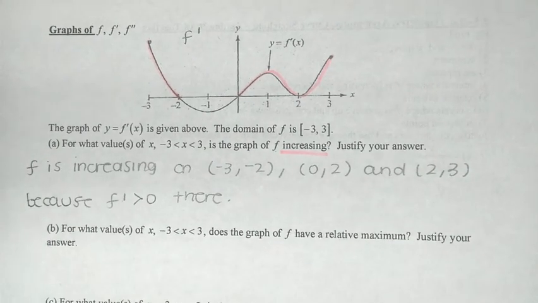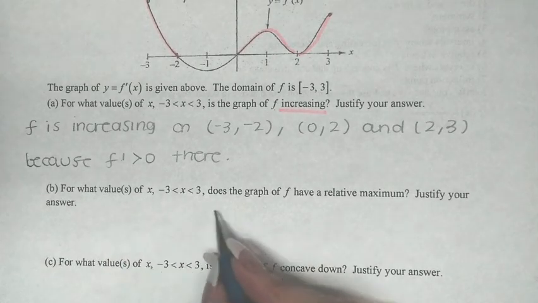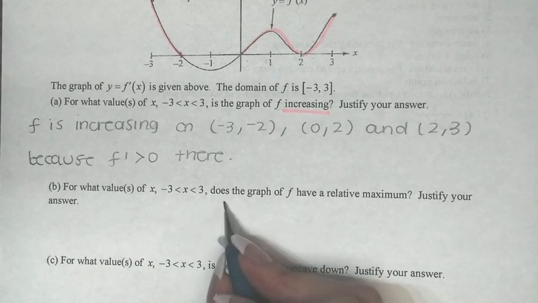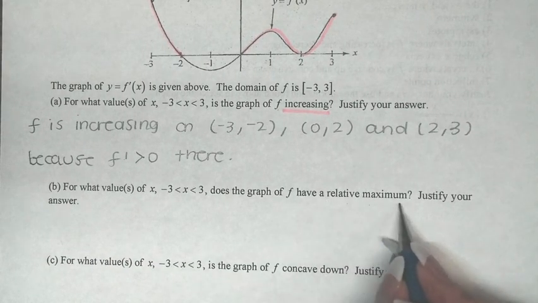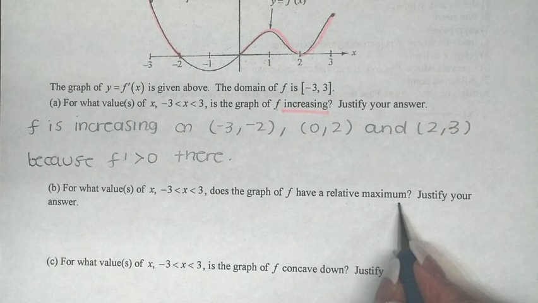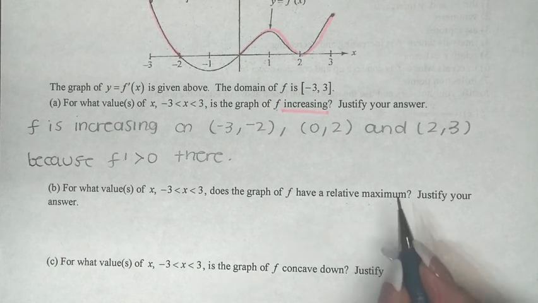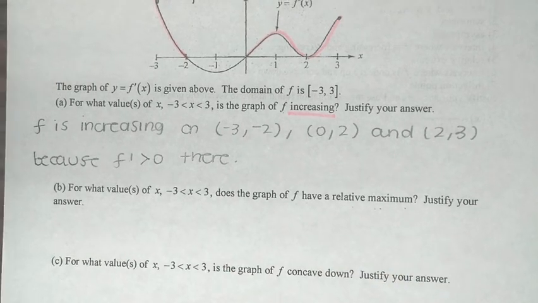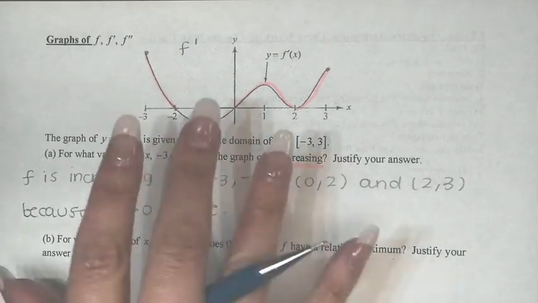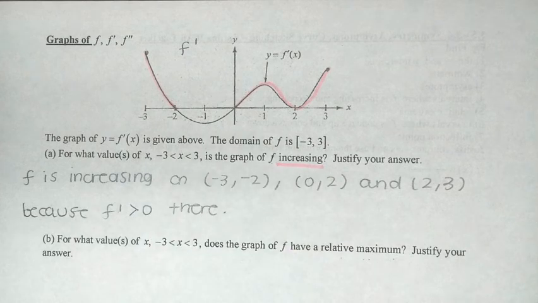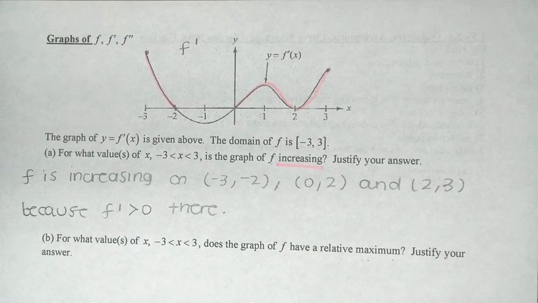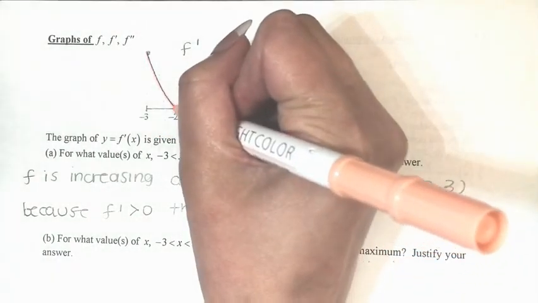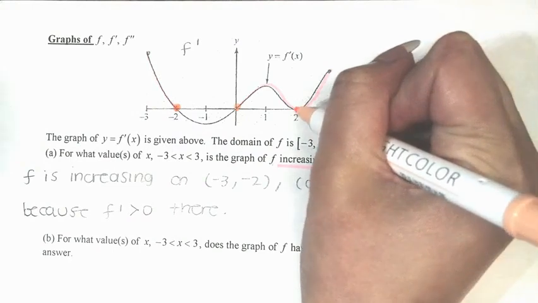So for part B, they want you the x values, okay? And they ask you, does the graph of f have a relative maximum? And then we want to justify your answer. So how do you know that you have a maximum? Before the max or min, we need to make sure that we have critical numbers. So let's look at our critical numbers here. What is a critical number? You know that a critical number is when your derivative is equal to 0 or undefined. Therefore, you have a critical number here, here, and here.